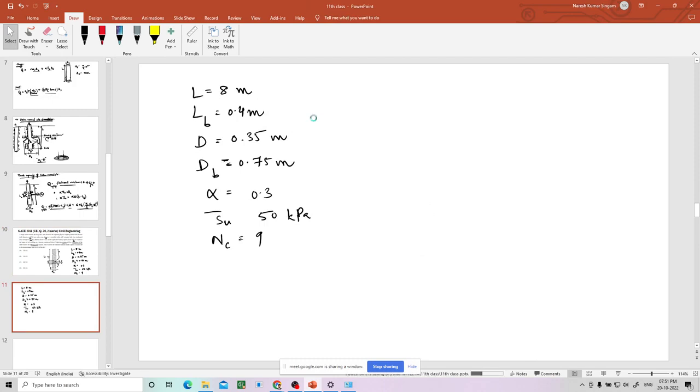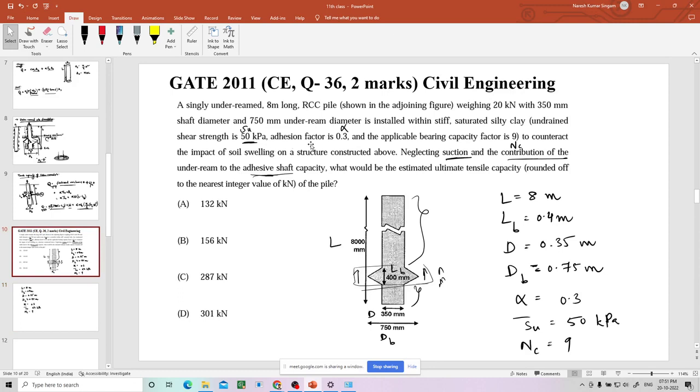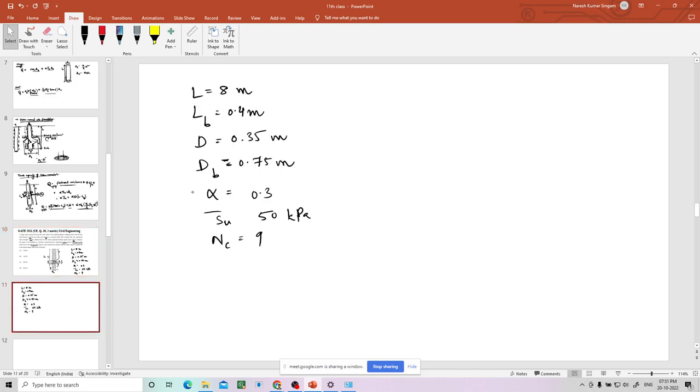So anything else which is given? I hope I have written all the given data. So what is the formula? Uplift capacity. One is from the friction. Friction will be alpha SU bar pi d L, means L minus LB.